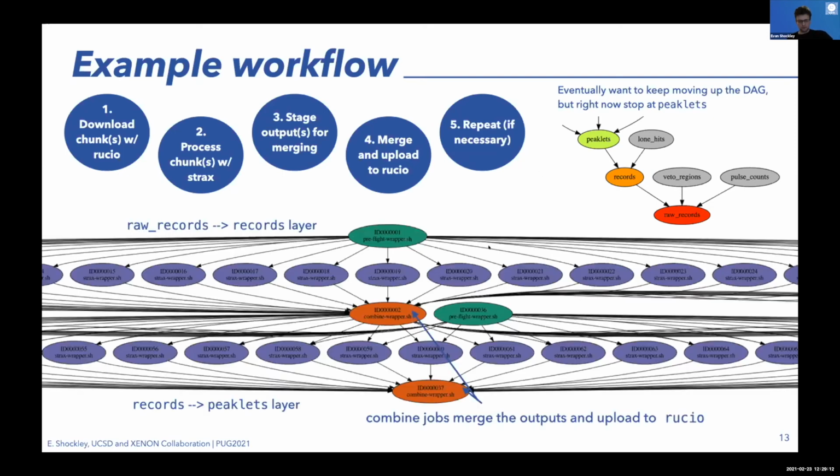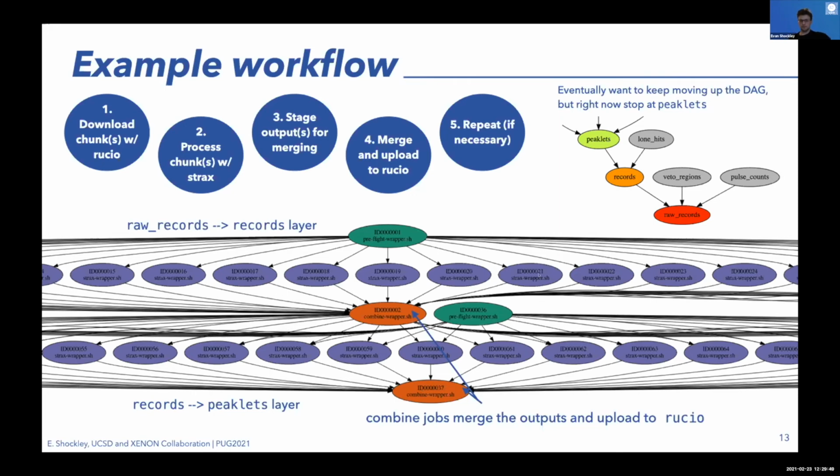Here's an example of how this looks with a run that I submitted. This is one where we needed to do both layers, so it's a diamond-like DAG. First, you have the raw records to records processing with these Strax wrapper jobs, which then get merged with this combined wrapper and uploaded into Rucio. So the records data is now available. Once that finishes, it spawns off those peaklet processing jobs, shown at the second layer, and then it finishes with the merging of those jobs.